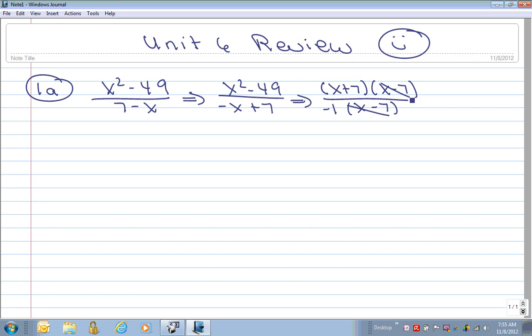If we were graphing, the x value of 7 would be where the hole in the graph would be. And right now we have x plus 7 divided by negative 1, so that's just negative, and then x plus 7. We do have a restriction that we want to list. Our restriction would be x cannot equal 7, and that would be our final answer.